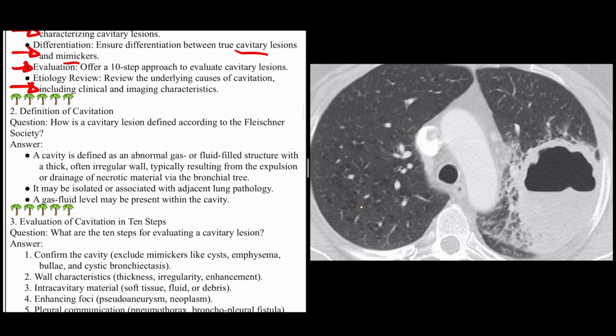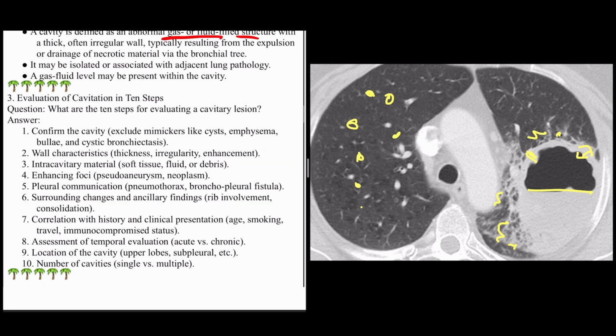How is a cavitary lesion defined according to the Fleischner Society? A cavity is an abnormal gas or fluid-filled structure. It can contain fluid in its entirety or a mix between fluid and gas. It has a thick wall. This is very important, not thin. It's a thick wall, often irregular, typically resulting from the expulsion or drainage of necrotic material via the bronchial tree. It may be unique or multiple. It may also be isolated or associated with adjacent lung pathology, and a gas fluid level may be present within the cavity.